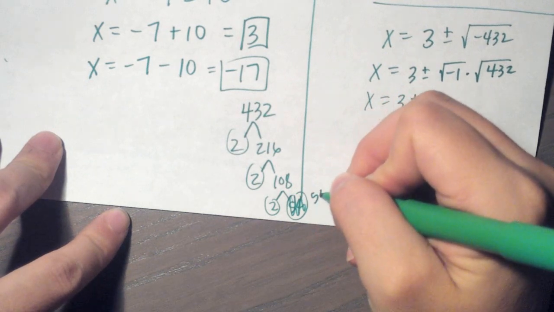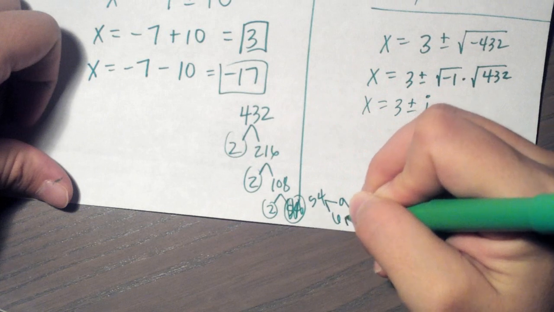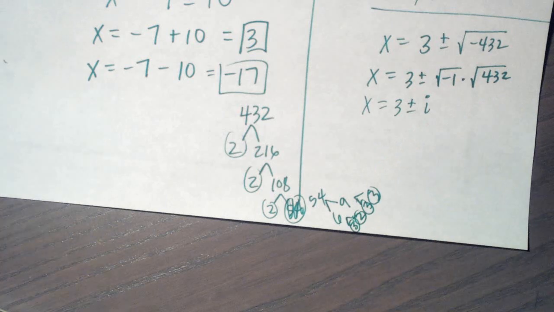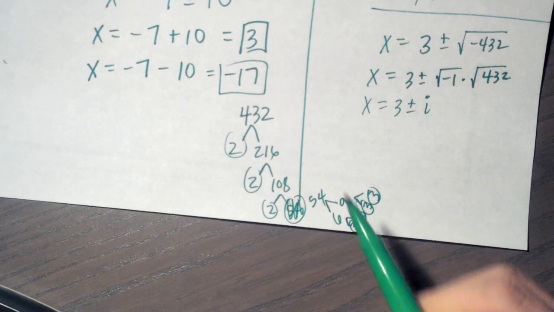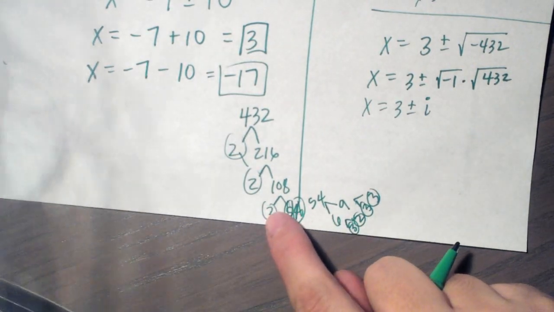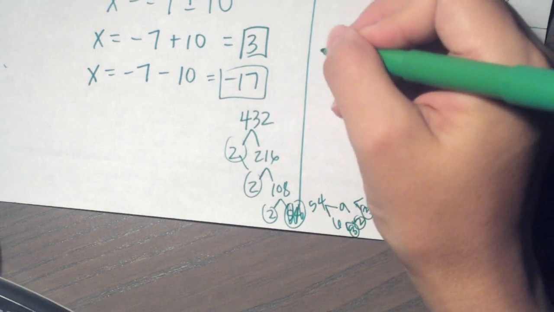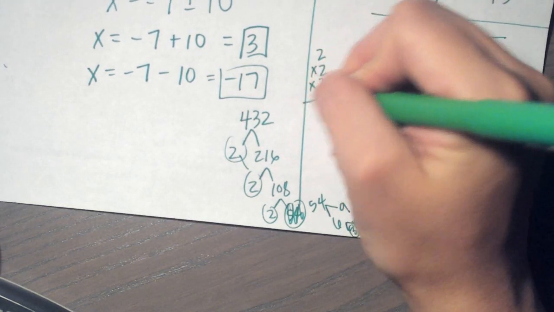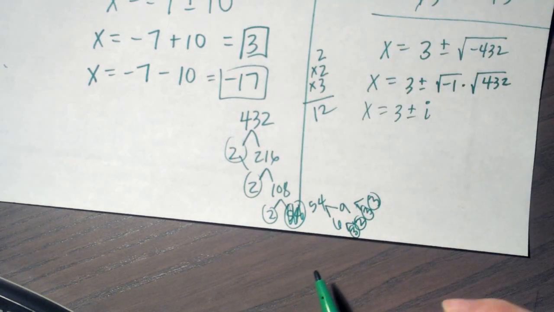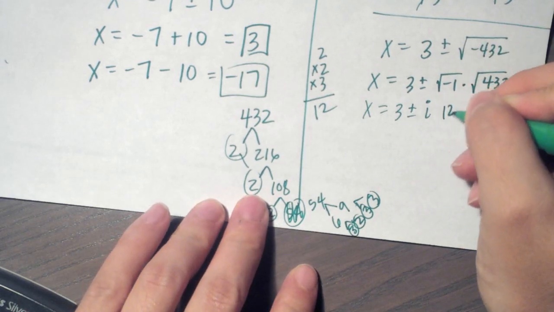And I know 54, I'm going to go back here. Oops, 54 is not prime. I know 54 is 9 and 6. So 3 and 2. And 3 and 3. Sorry, I ran out of room with my paper. So let's see, I have a pair of 2's. I have another pair of 2's. So 2 times 2 is 4, and a pair of 3's. So 2 times 2 times 3. 4 times 3 is 12. And then I have a leftover 3. So this will be 12 root 3.